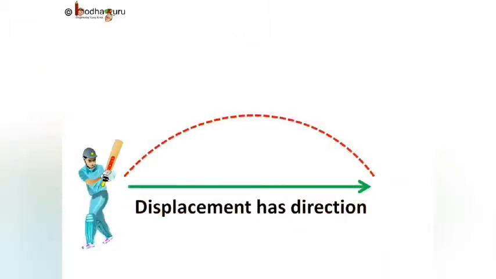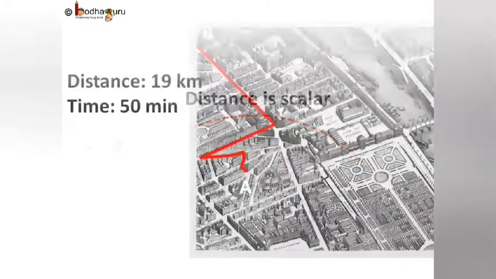Displacement has both magnitude and direction, so it's a vector quantity. The ball is displaced by x meters from the batsman towards this direction of the stadium. The physical quantities which don't require a direction are scalar quantities. So distance is a scalar quantity.